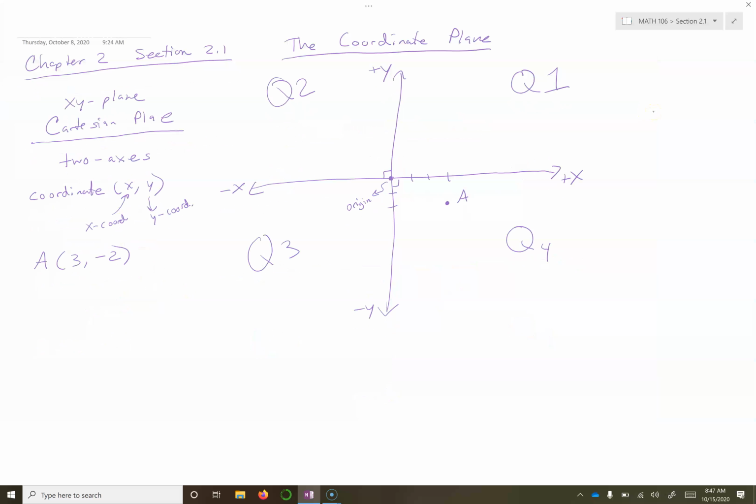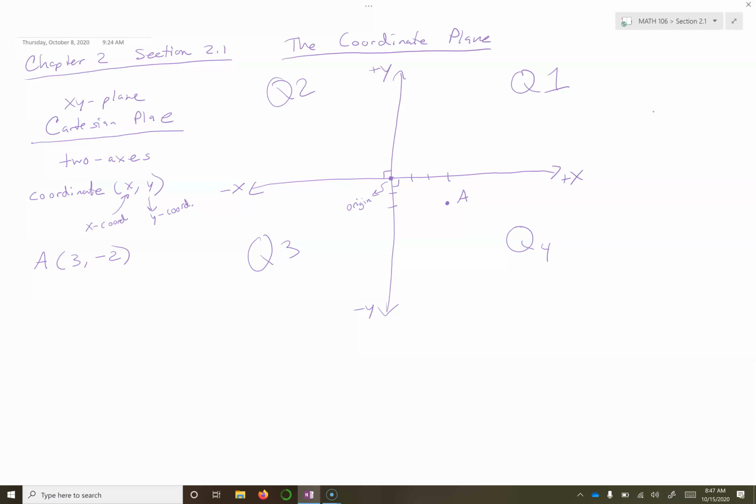So looking over the Section 2.1 notes, this is all we talked about so far. Hopefully everyone can see that. This is just a review. We reviewed the coordinate plane, the Cartesian plane. You have two axes that are perpendicular to one another. Where they intersect, we call that the origin. The horizontal axis we denote the x-axis, with a positive side and a negative side, and then the y-axis, the vertical axis: as you go up, you're positive, as you go down, you're negative.